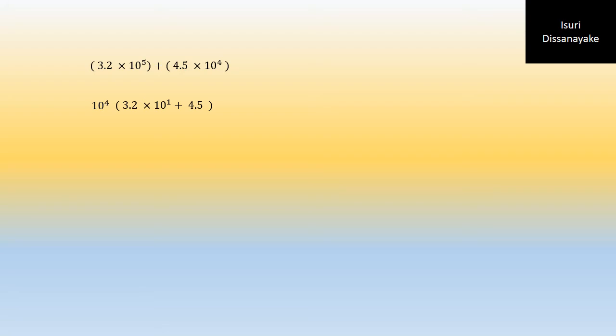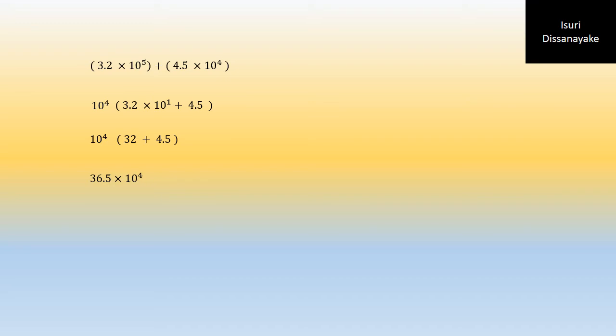Now let's simplify. 10 to the power 4 multiplied by 32, which is 3.2 into 10. We add it to 4.5. Our answer is then 36.5 multiplied by 10 to the power 4. But this answer is not in standard form.